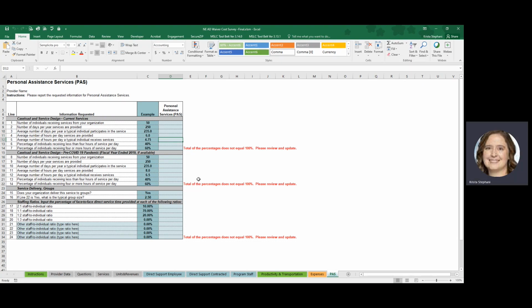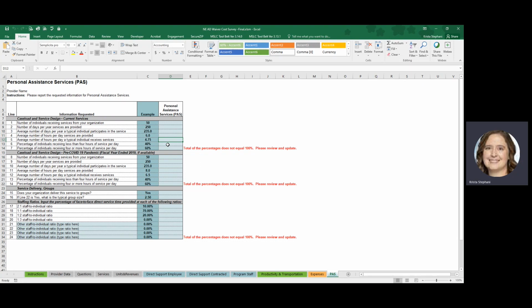Now, the next question relates to the average number of hours per day a typical individual receives services from your organization. So you may not be providing services the full operating day. Rather, you may only provide services to a certain individual for a portion of that day. So on average, what is the average number of hours that you provide services to an individual?